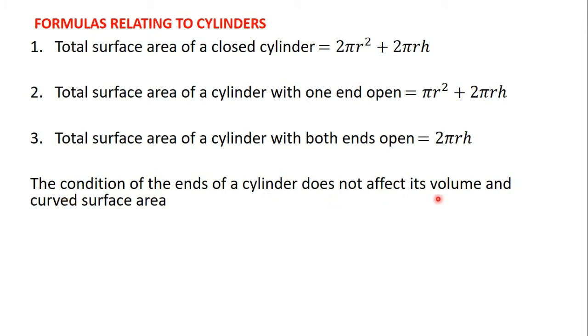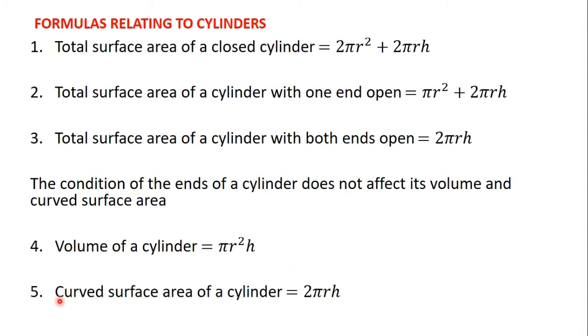The formula for finding the volume and the curved surface area does not depend on the type of cylinder. So the condition of the ends of the cylinder does not affect its volume and curved surface area. That means that the formula for finding the volume of all cylinders is pi r squared h. It does not depend whether one end is closed or one end is open. The volume is pi r squared h. And in the same way, the formula for finding the curved surface area is also 2 pi rh. It does not depend on whether one end is open or closed or both ends are open or closed. So these are the formulas that you'll be using.